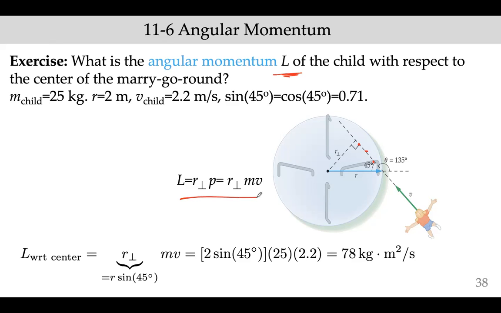So we will use this one. It will basically be mv times the perpendicular distance. So v is this one, and the perpendicular distance that we have to use is this one. If you look at this triangle, that perpendicular distance is, if this is r, then this will be r times sine 45 degrees. So here you have r times sine 45 degrees, and it will be mv.